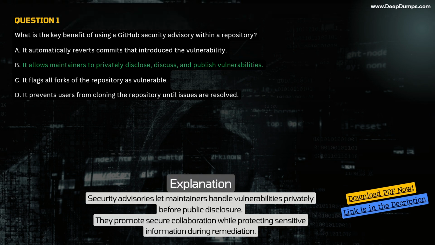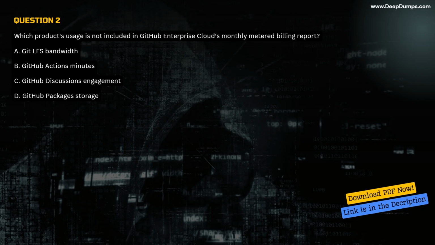Explanation. Security advisories let maintainers handle vulnerabilities privately before public disclosure. They promote secure collaboration while protecting sensitive information during remediation. Question 2. Which product's usage is not included in GitHub Enterprise Cloud's monthly metered billing report? A. Git LFS bandwidth. B. GitHub Actions minutes. C. GitHub Discussions engagement. D. GitHub Packages storage. Correct answer, C.